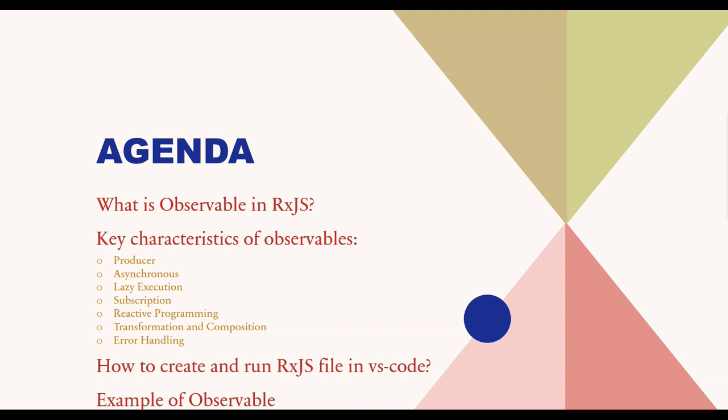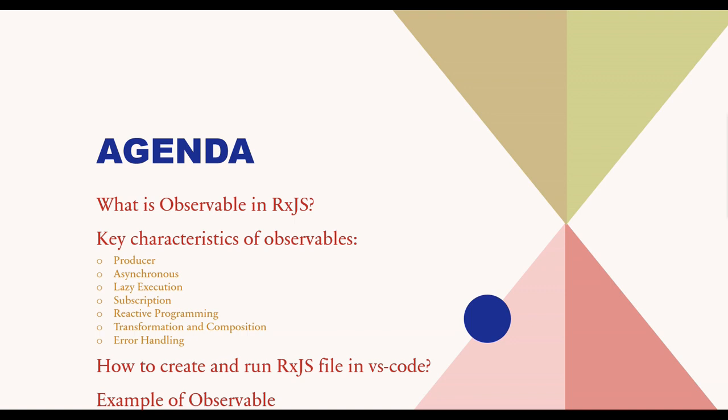Then error handling. Observables provide error handling mechanisms to propagate and handle errors that occur during the data stream. Error handling operators allow you to catch, recover from, or propagate errors as needed. So overall, observables in RxJS provide a powerful and flexible way to work with asynchronous and event-based programming. They allow you to handle data streams, react to changes, and perform complex operations on the emitted values in a reactive and composable manner.